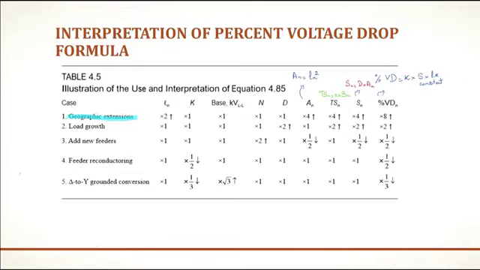So let's assume that in order to implement the case of geographic extension, we are increasing the length of the feeder. Let's suppose we are doubling it. So you can see length of the feeder is being doubled over here. So what is the impact of this on the percentage voltage drop? We want to analyze that.